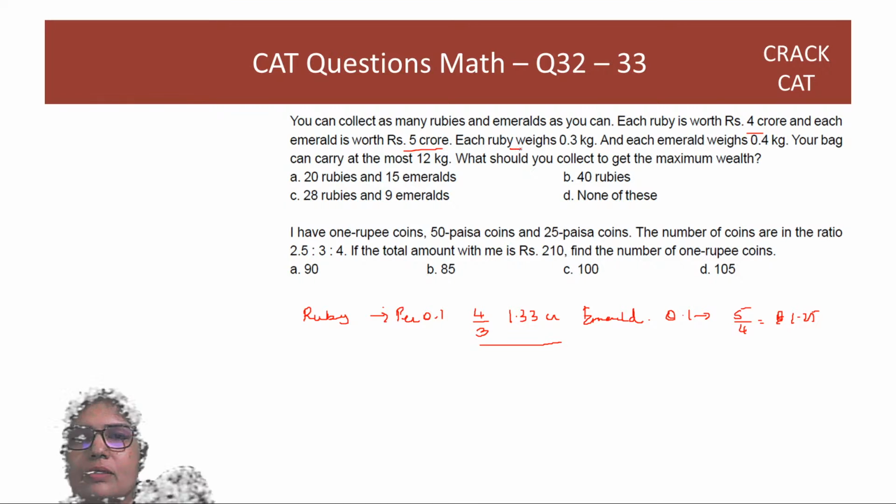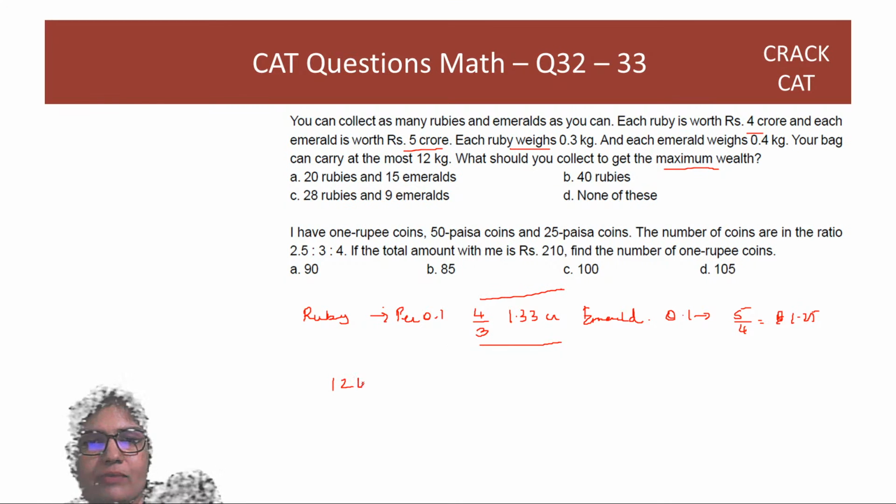Now, if I want maximum wealth, then I'll try to carry as many rubies as possible. If the bag weight is 12 kilos, then it is going to be 12 divided by 0.3. I will carry 40 rubies. Right? Answer is option B.